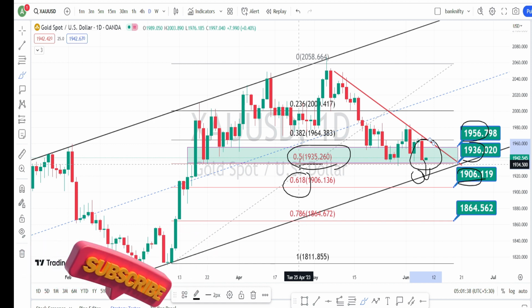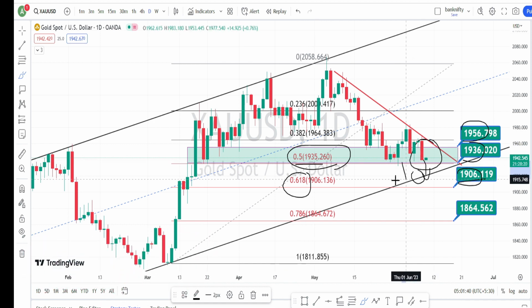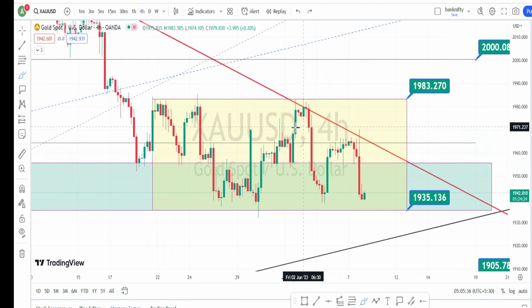So for now, the price action in daily time frame is taking support around the 50% of the Fibonacci level. Wait for it to give a breakout on the bearish side or on the bullish side in order to get the confirmation on the directional momentum in daily time frame. Let us look at the price action in 4 hours time frame.